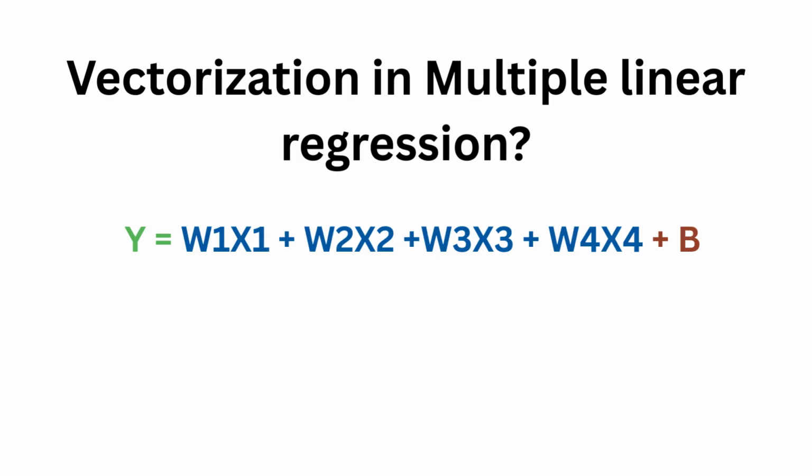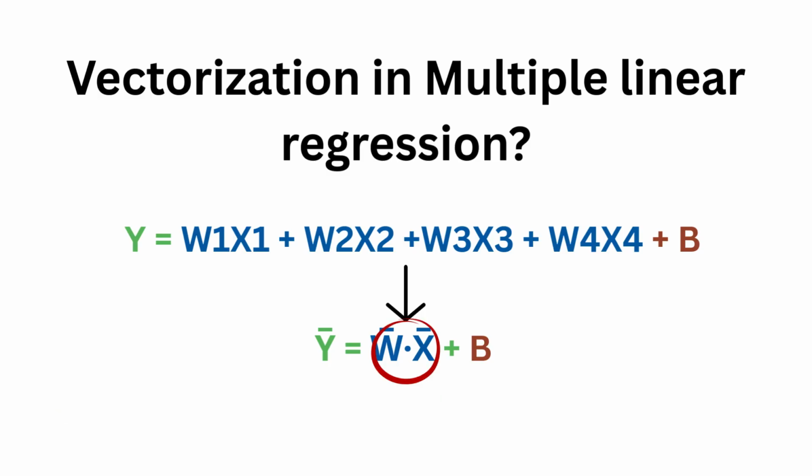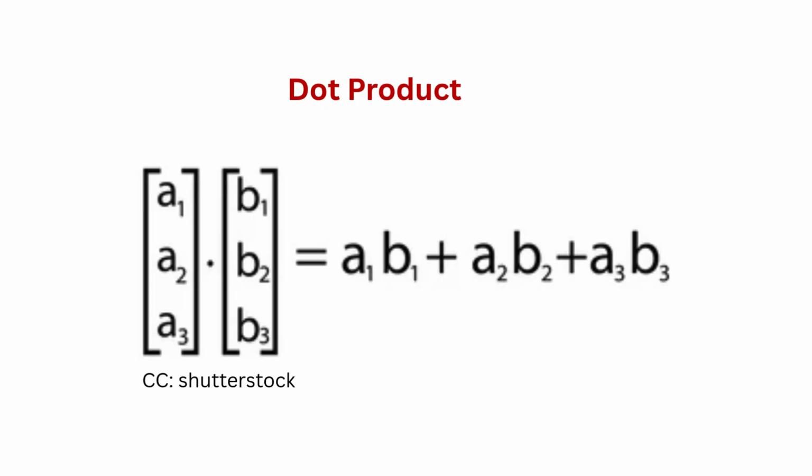Let me explain. So, our current function looks like this. In vector form, it becomes like this, where w arrow, which is equal to a list of w1, w2, w3, and w4 is the weight vector, and x arrow, which is equal to x1, x2, x3, and x4 is a feature vector. Both w arrow and x arrow are vectors. Also notice we are taking the dot product of these two vectors. If you are not sure what the dot product is, it's just multiplying each weight by its corresponding feature and then summing them up, like you see on the screen.